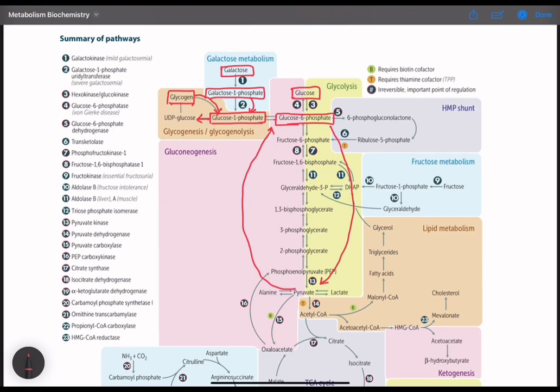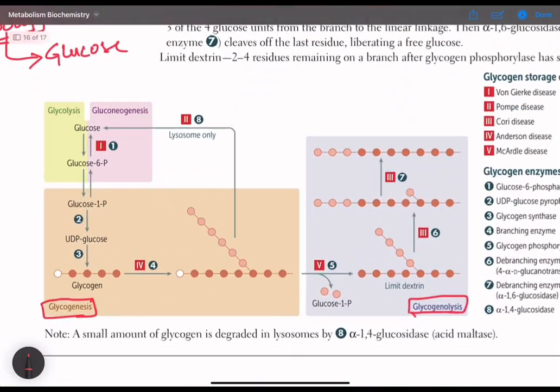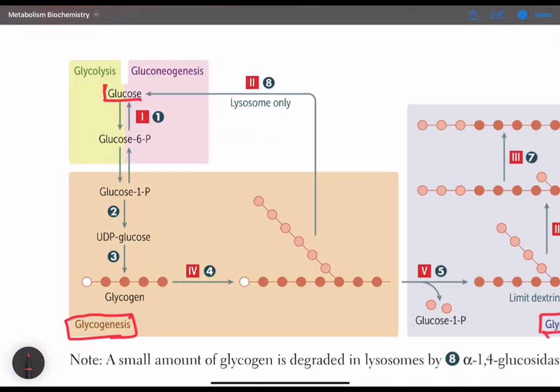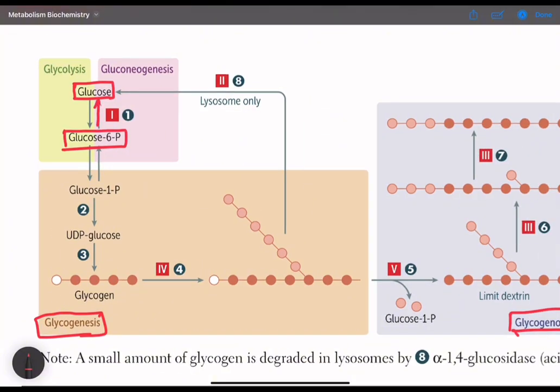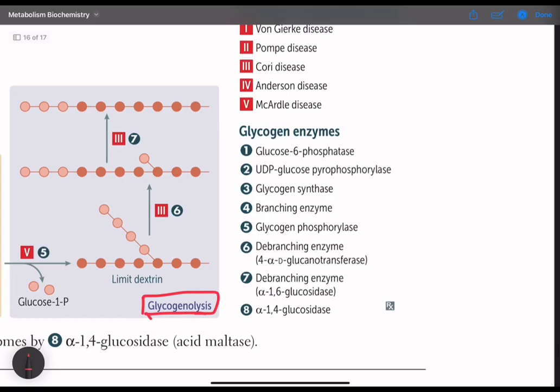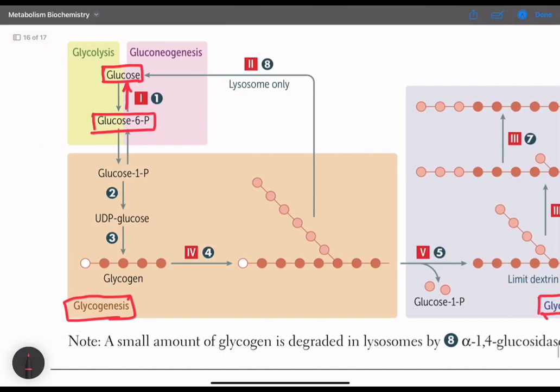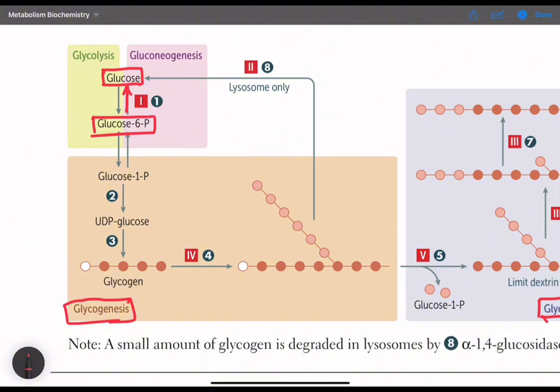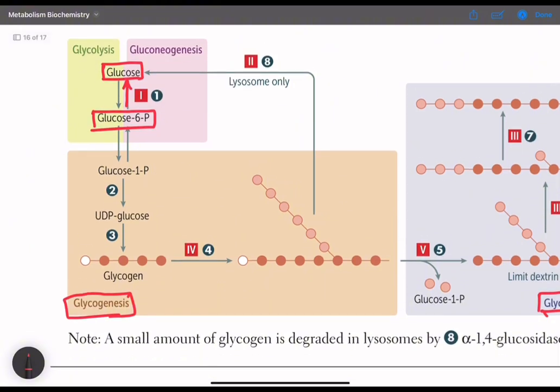So this was about glycogen. Now let's review it. Over here we have glucose. Glucose is converted into glucose 6-phosphate by hexokinase or glucokinase, and in reverse, glucose 6-phosphate is converted into glucose by glucose 6-phosphatase, which can then be released. Glucose 6-phosphate can be converted into pyruvate through glycolysis, and for gluconeogenesis, pyruvate can be converted into glucose 6-phosphate.